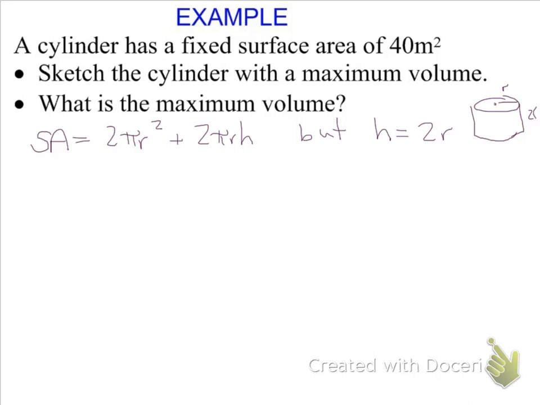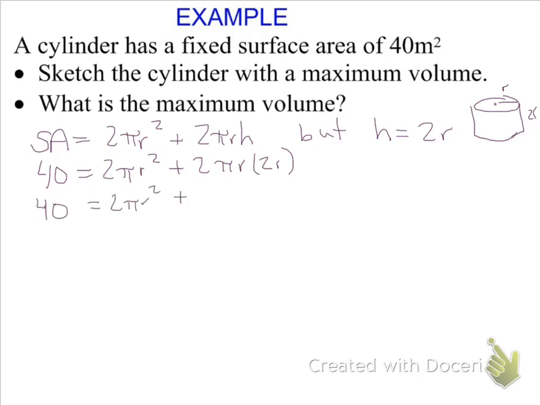So in our formula, if we replace everything we know, surface area is 40, we know 2 pi, those are just numbers. We don't know r yet, but we're going to try to find it. And at the end here, instead of putting this h, I'm going to replace it with 2r, because that's what the height is equal to. So this involves some substitution and some simplifying and collecting like terms.